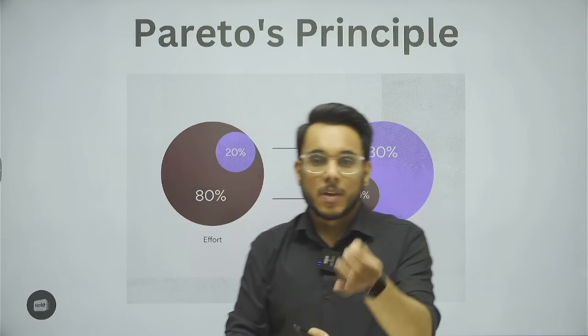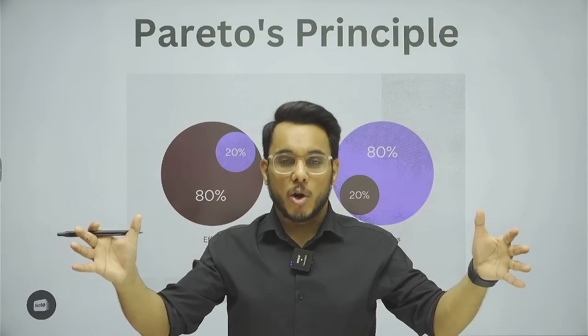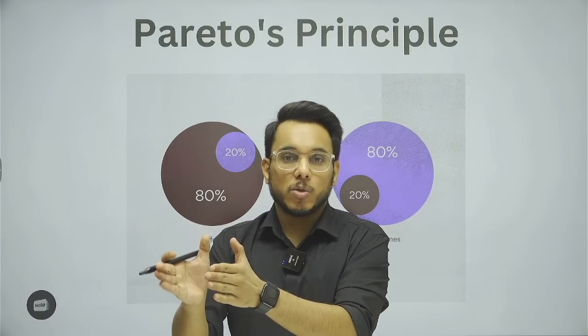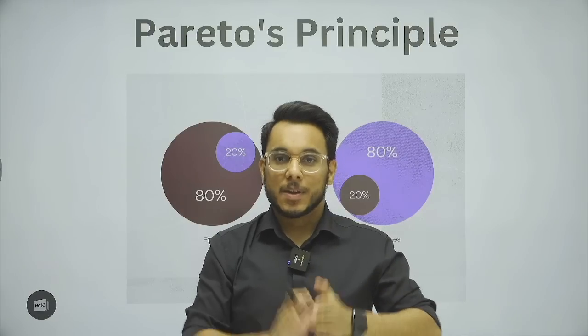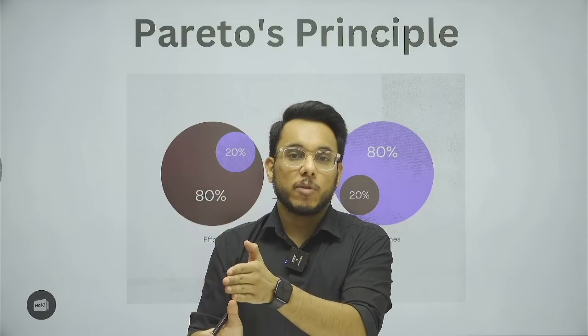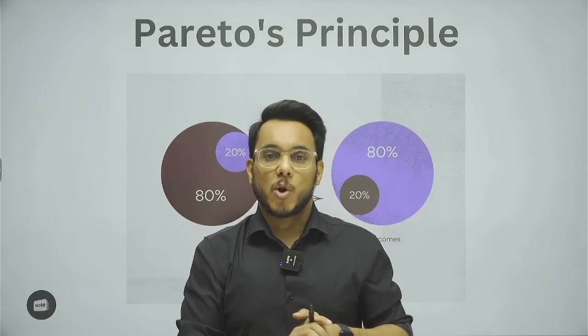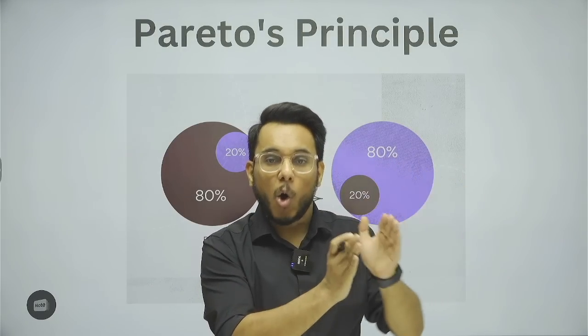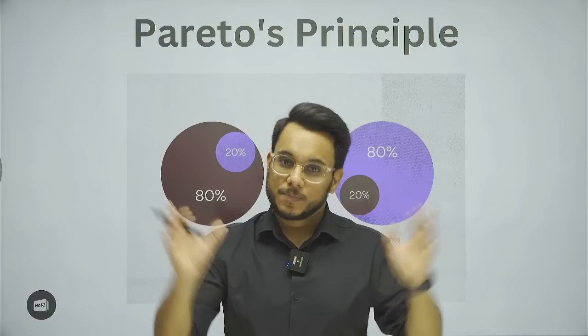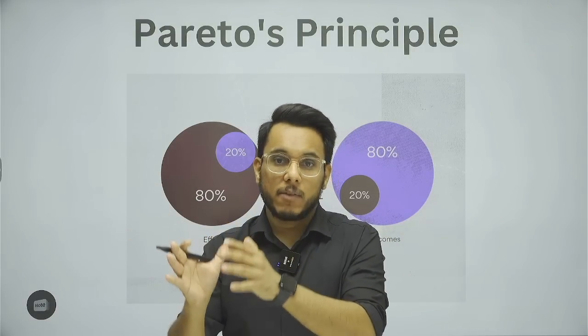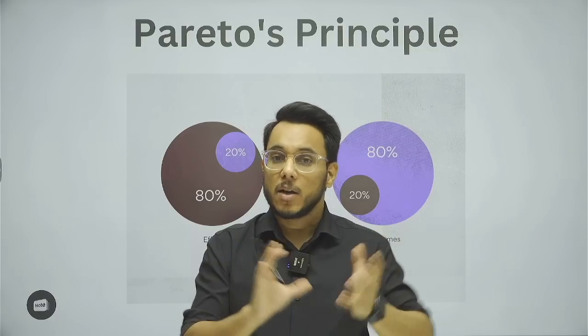For example, out of your entire wardrobe, there are 20% of clothes that you wear 80% of the time. There are 20% of contacts in your phone book which you call 80% of the time. Whenever you visit any restaurant, 80% of people order just 20% of the items. Any corporate, their 80% revenue comes from 20% of their products.